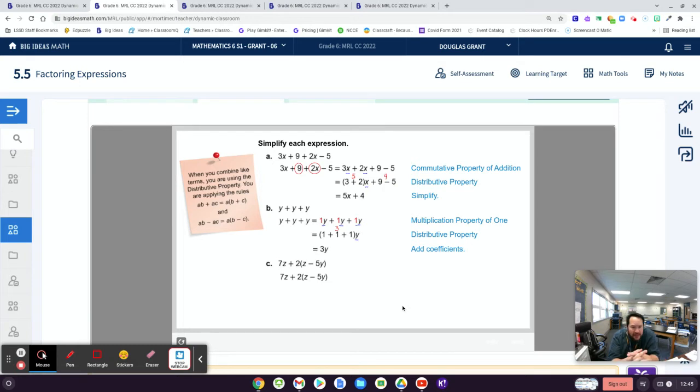Oh, and we're jumping into C already. I clicked one too many times. So for C, you're going to first have to distribute that 2. You're going to want to do this one on paper. Okay, so do C on paper and then figure out what it is when you're all said and done and it's all simplified.